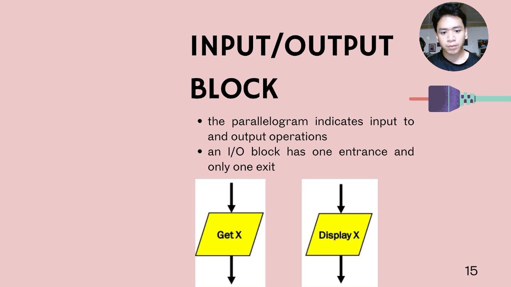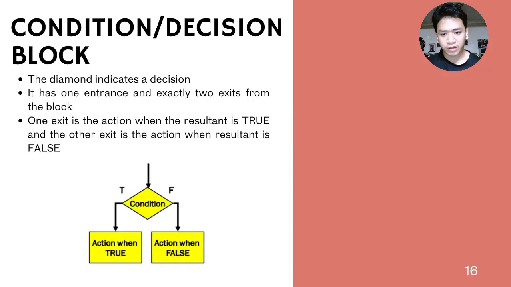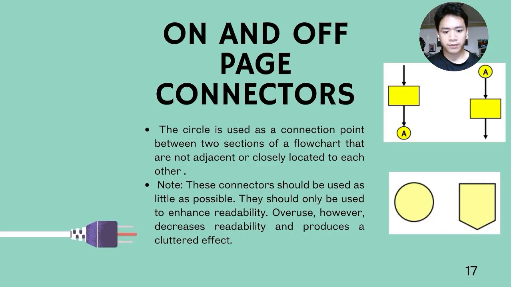The input and output block handles the reading and displaying of data. For example, when we write get x, it means the program accepts input. When we write display x, it means the program shows that value to the user. Next is the decision block. As we discussed, it is used when the program needs to make a choice. It checks a condition and can take two different paths, one if the condition is true and another if it is false. For example, if x is greater than 10, the program might display pass, otherwise it displays fail.